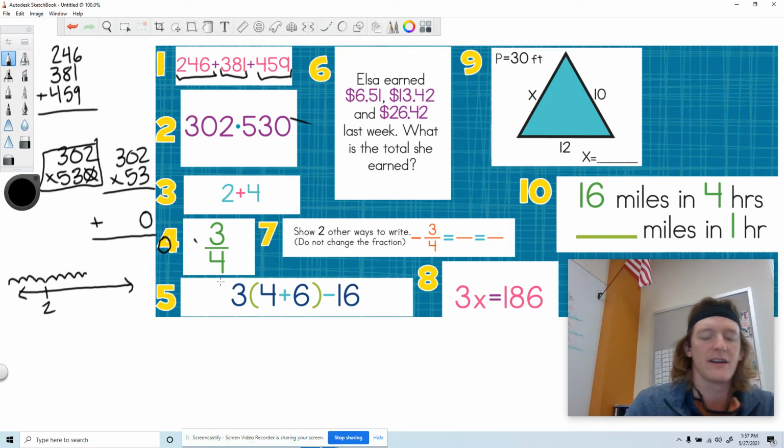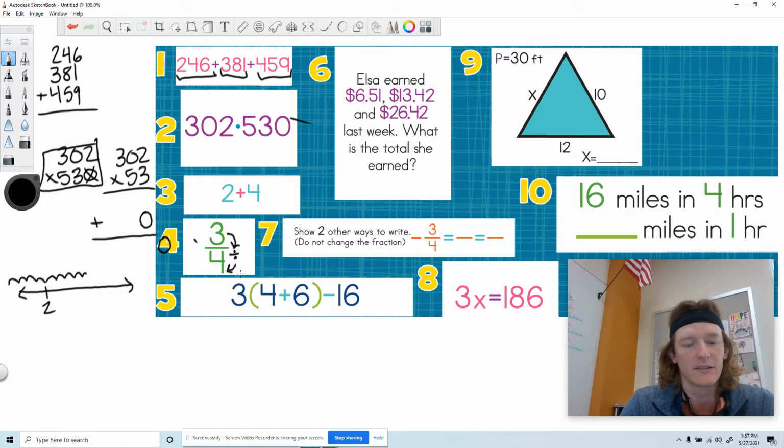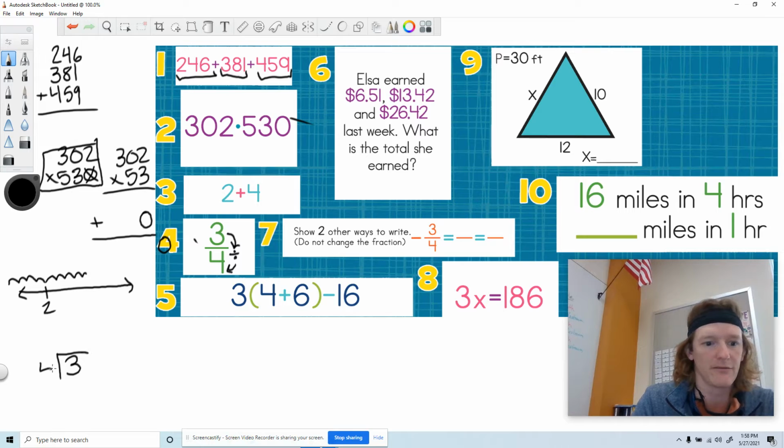Number 4, we have 3/4. As a fraction, we need to write this as a decimal and as a percent. This here is a division problem. We are dividing the top, the numerator, by the denominator. So we're going to do 3 divided by 4 to turn this into a decimal.